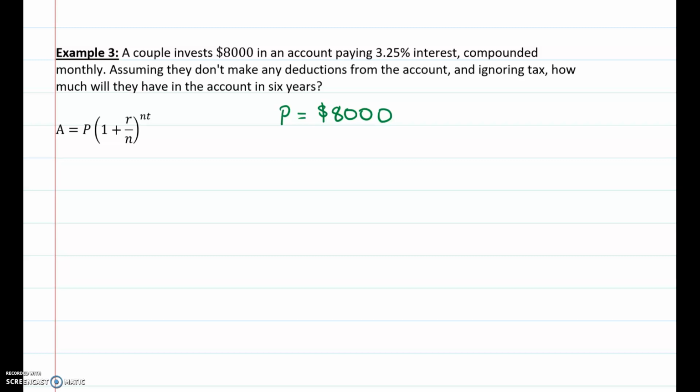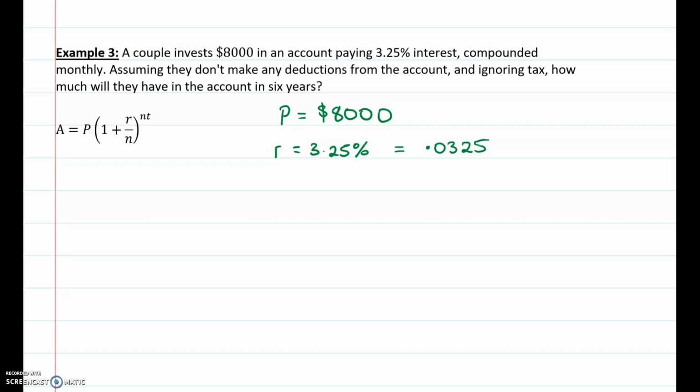An account paying 3.25% interest. Okay, that's the interest rate. So R is equal to 3.25% interest, but before we're going to use it in the problem, we're going to change that into a decimal. So to change a percentage into a decimal, you divide by 100 or move the decimal point 2 places to the left. So that's going to become 0.0325.